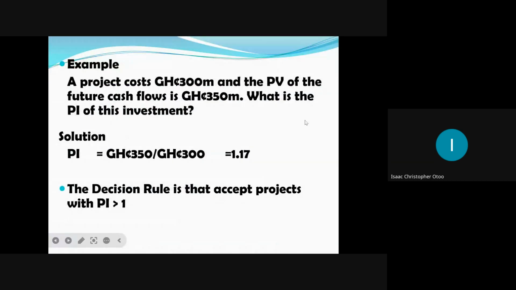So let's see the example. A project costs 300 million. So that's the cost. And the PV of the future cash flow is 350 million. What is the PI of that? So 350 over 300 is 1.17. Accept, because it's greater than 1.